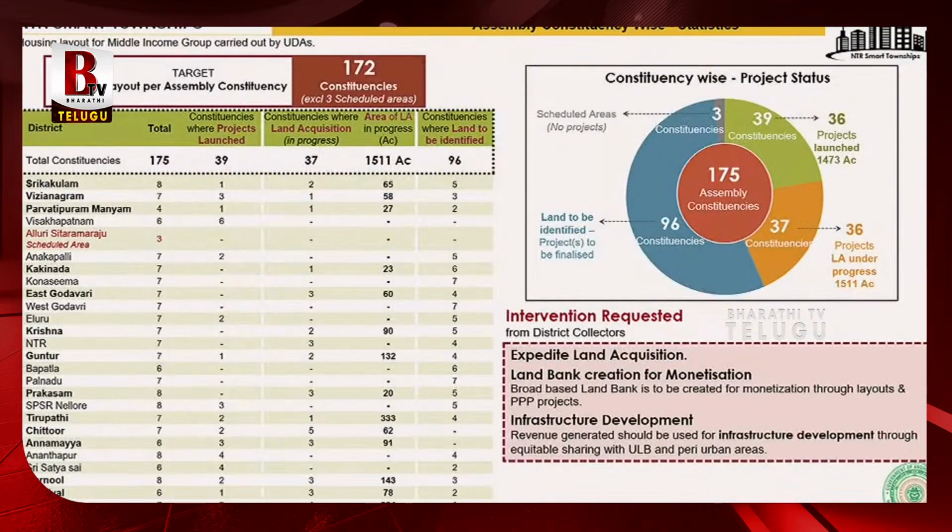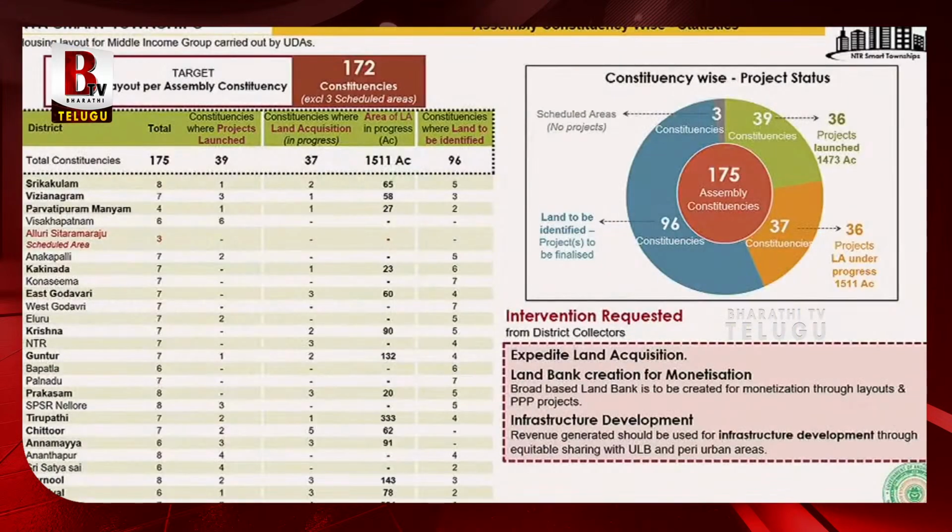The status as of now is that against the target envisaged of one layout per assembly constituency, after deleting the 3 scheduled areas because they are not covered under the UDAs, 172 constituencies have been given a target of coming out with 172 layouts, of which 39 projects have already been launched. And for 37, 1,511 acres of acquisition is in progress, sir.